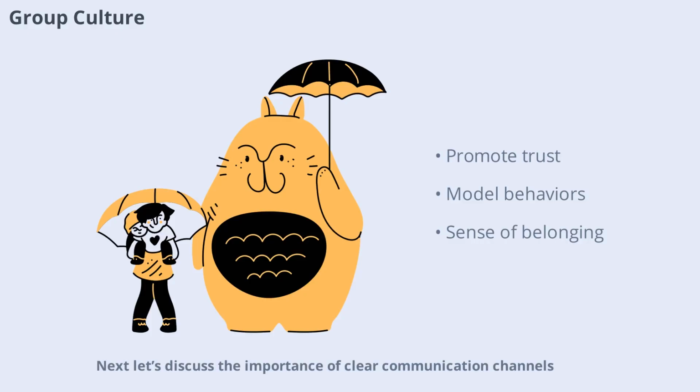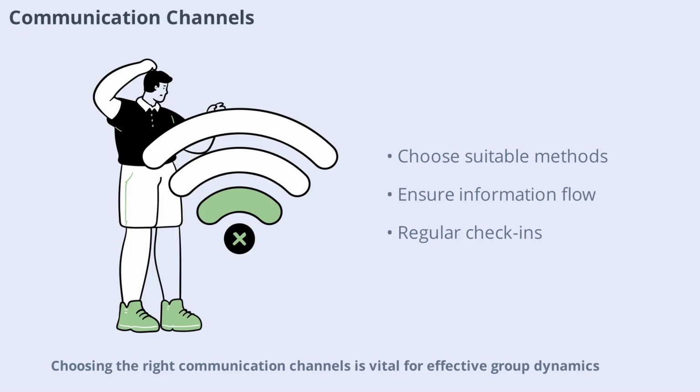Next, let's discuss the importance of clear communication channels. Choosing the right communication channels is vital for effective group dynamics. Whether it's face-to-face meetings, emails, or instant messaging, the method should suit the group's needs and preferences. Leaders should ensure that information flows smoothly and that everyone has access to important updates. Regular check-ins and feedback sessions help keep everyone aligned. By optimizing communication channels, groups can avoid misunderstandings and stay connected.